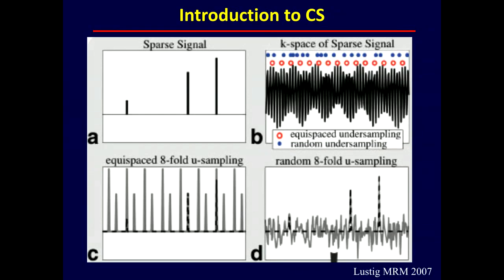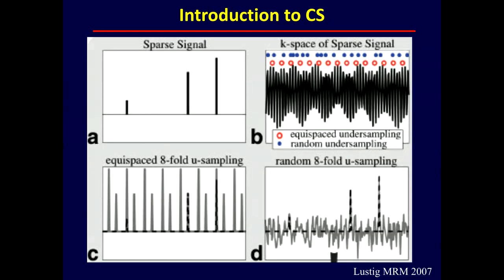Let's look at a sparse signal here. This is some kind of signal, and there are many points here, but there are only three non-zero points. So you can think about this as a pretty sparse signal. That signal can be an object, a one-dimensional object for illustration purposes. Now, what's going to happen? What's the k-space of this signal? If you have a whole bunch of discrete numbers and you do a Fourier transform, what does it look like? It's something like this. It's not sparse at all.